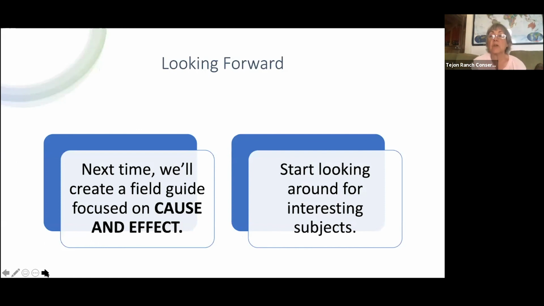Next time, we're going to do another field guide, but this time we're going to do it on cause and effect. So, example, there's a hole in a leaf. What caused it? How did that affect the leaf? Did the leaf die, or did the leaf continue to grow, or did it grow a scab around the hole? That would be cause and effect. Start looking around for interesting subjects so that the next time you come, you'll be ready to do your field guide on cause and effect.